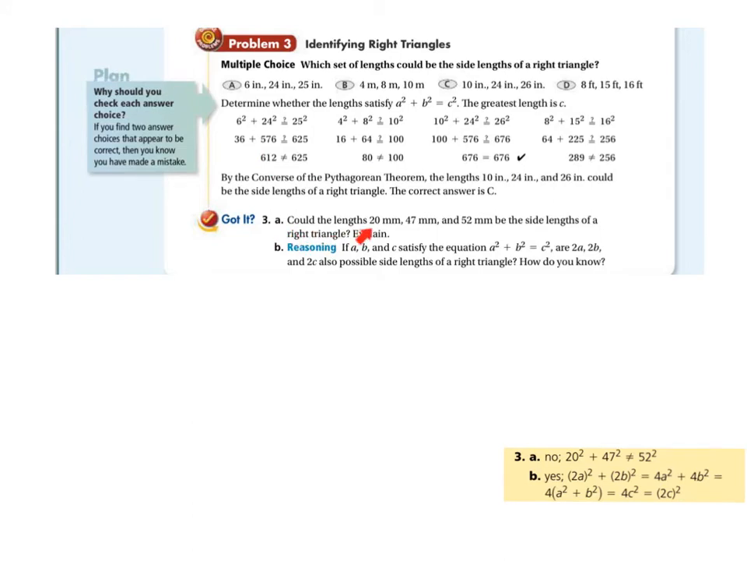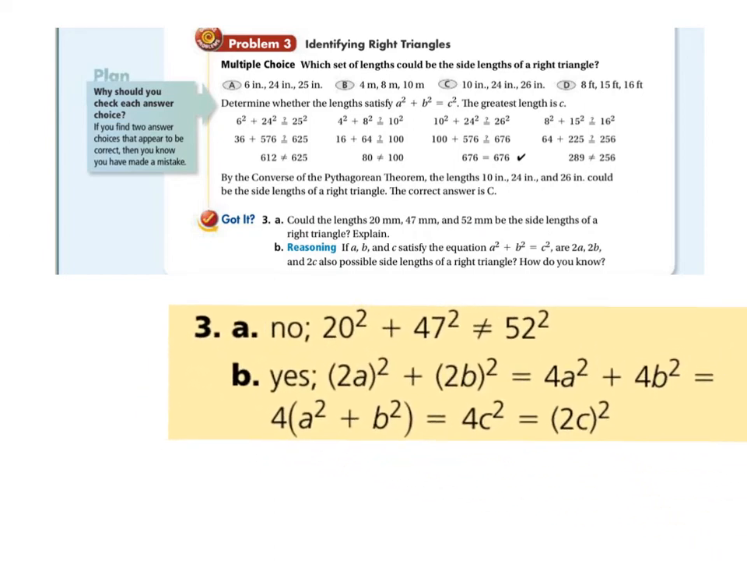So here, could the lengths 24, 47, and 52 be the side lengths of a right triangle? And we can see I've already done that here. So that gives us 20 squared plus 47 squared. Does not equal 52 squared. Again, you can put that into your calculator and prove that here. So no, that is not a right triangle because it does not satisfy the Pythagorean theorem. B, if a and b and c satisfy this equation, are 2a, 2b, and 2c also possible side lengths of a right triangle, and how do you know?